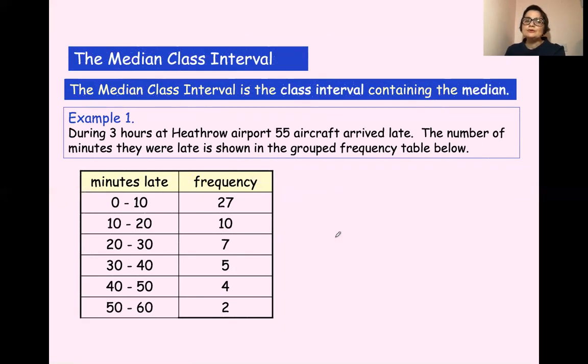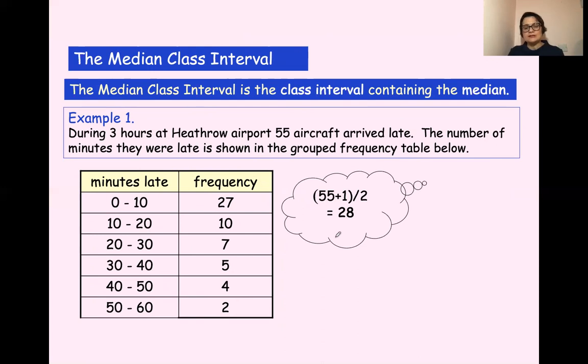Okay, how about the median? Usually when we calculate the median, we put the numbers lowest to highest and see where the middle is. If the number of values is even, we add the two numbers in the middle and divide by 2. But in this case, we add all the frequencies, add 1, and then divide by 2. Now, 28 is the answer. Actually, 28 is not the median class interval. We need the median class interval.